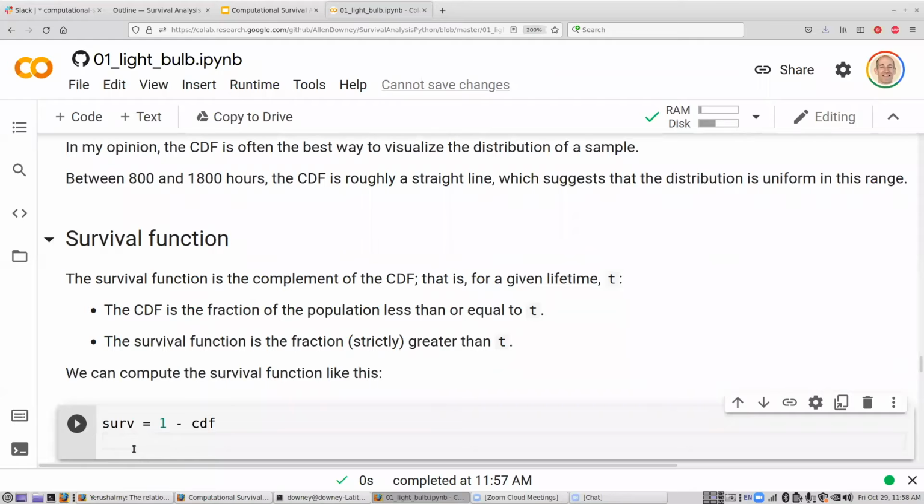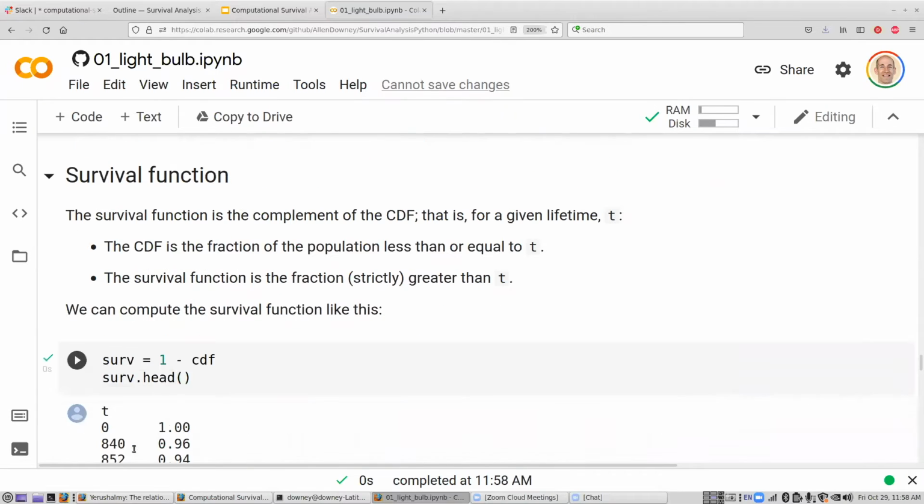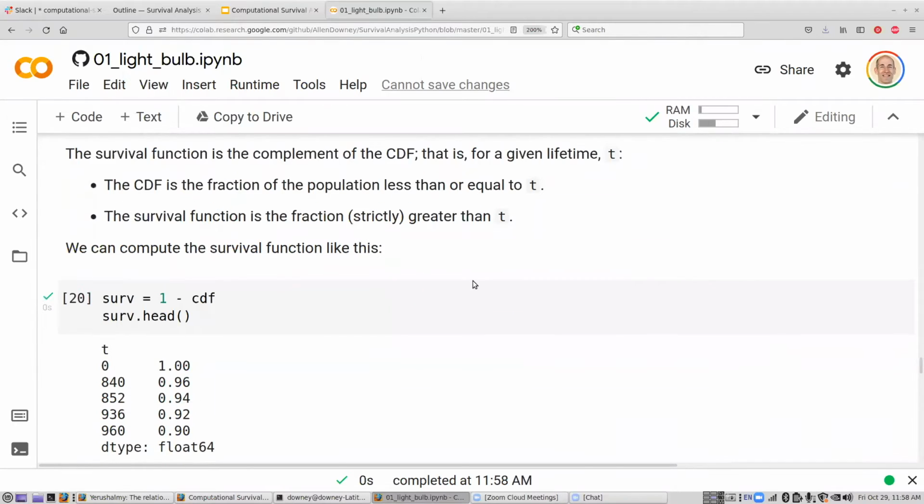And if you display it, survival.head. This is the fraction of light bulbs that exceed a given time t. So what this is saying is that 100% of the light bulbs, the fraction is 1.0, 100% of the light bulbs lasted longer than 0 hours, I should hope. 96% of them lasted longer than 840 hours, and so on.